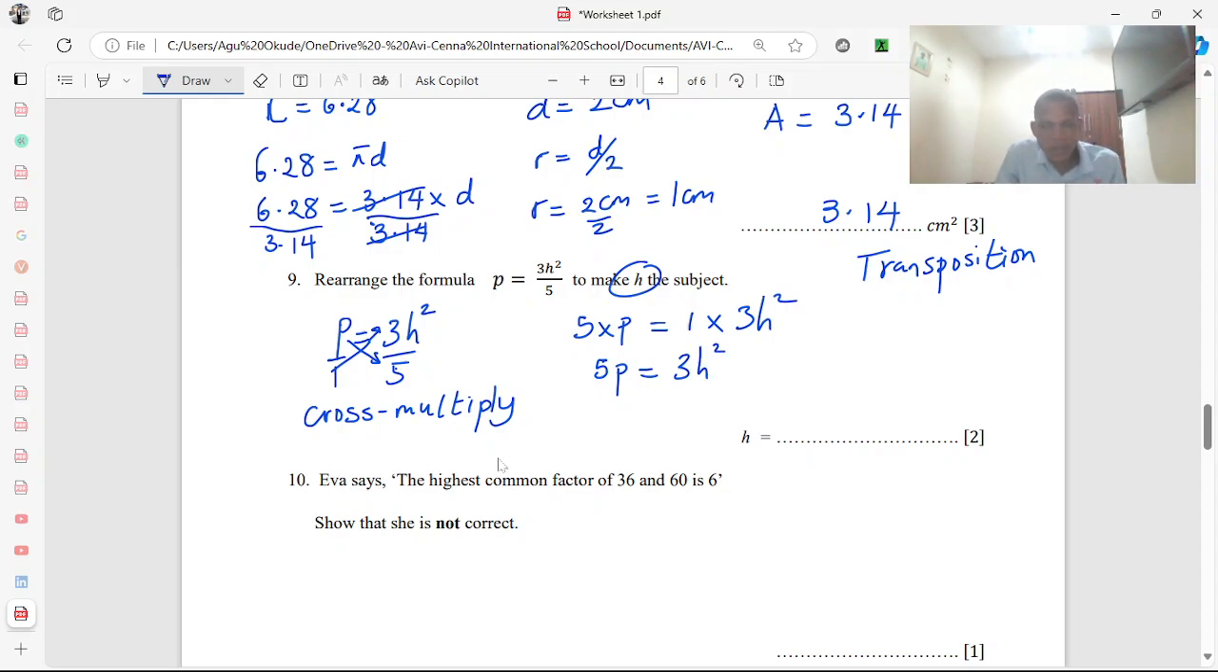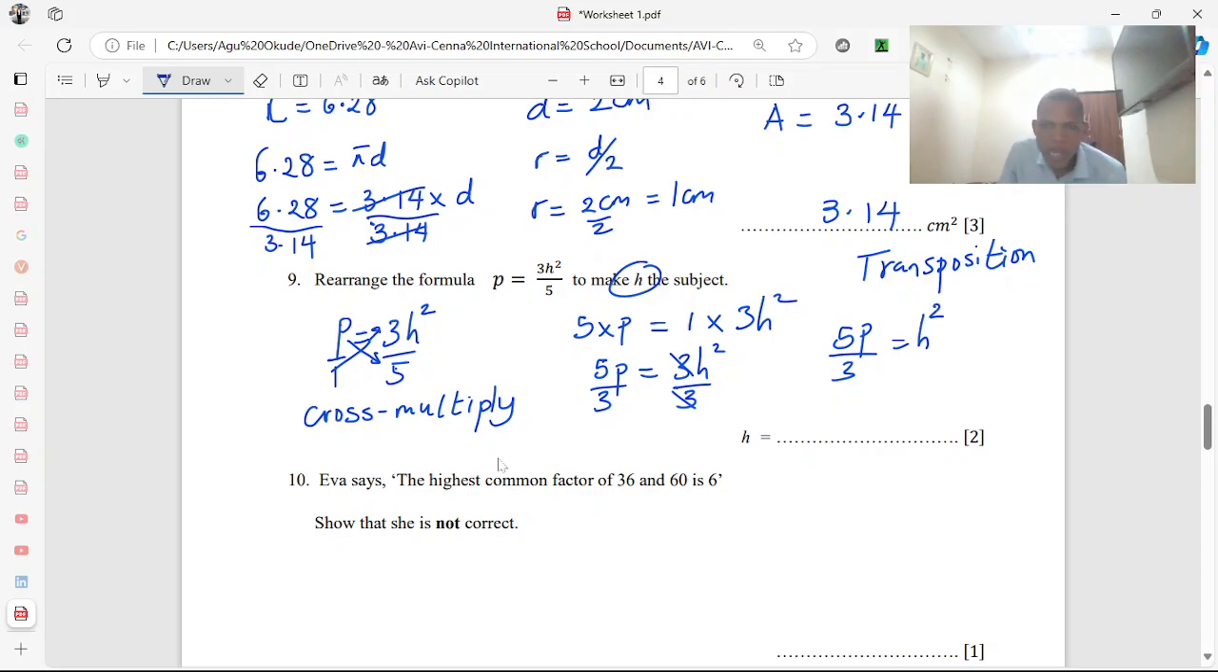Now don't forget, we are trying to make h stand alone. So I have to divide both sides by this 3, because this 3 is the coefficient of h squared. So divide both sides by 3 first. So 3 cancels 3, and I have 5P all over 3 is equal to h squared.